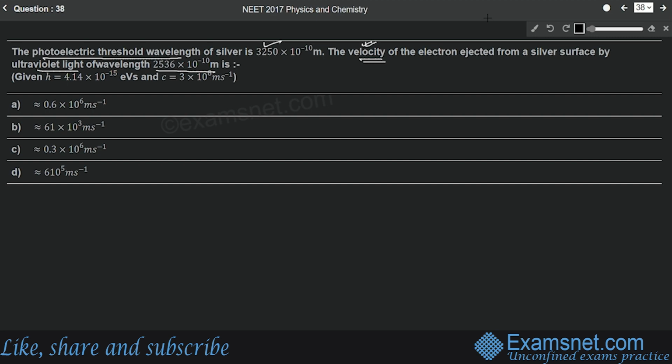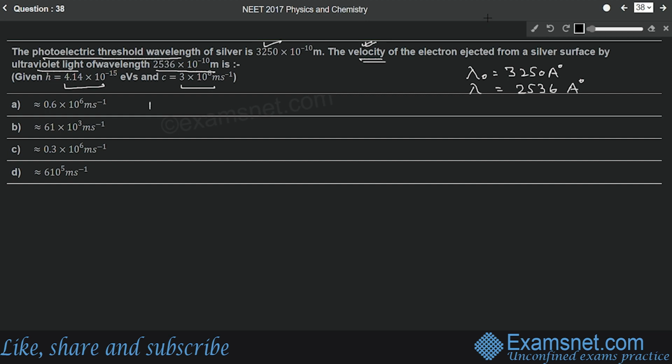Now what is given in this question? The threshold wavelength of silver is given. That means lambda naught is given as 3250 into 10 to the power minus 10 meter. That means 3250 angstrom. And the wavelength of the ultraviolet light, that is lambda, is given as 2536 into 10 to the power minus 10 meter. That means 2536 angstrom. The value of Planck's constant as well as the speed of light is also given, and we have to find out the velocity of the electron that will be ejected from the surface of the silver.